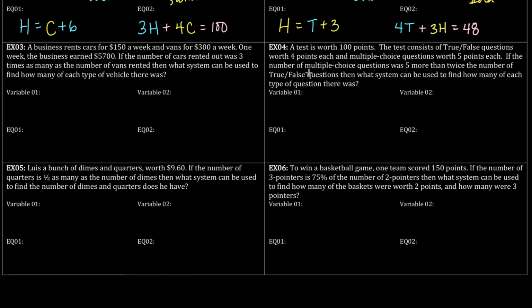We don't need to do 3. So a test is worth 100 points. So that sounds like a total, right? The test consists of true or false questions. Well, let's just go to the end. What system of equations can be used to find how many of each type of question? True or false questions are worth 4 points. And multiple choice questions are worth 5 points each.